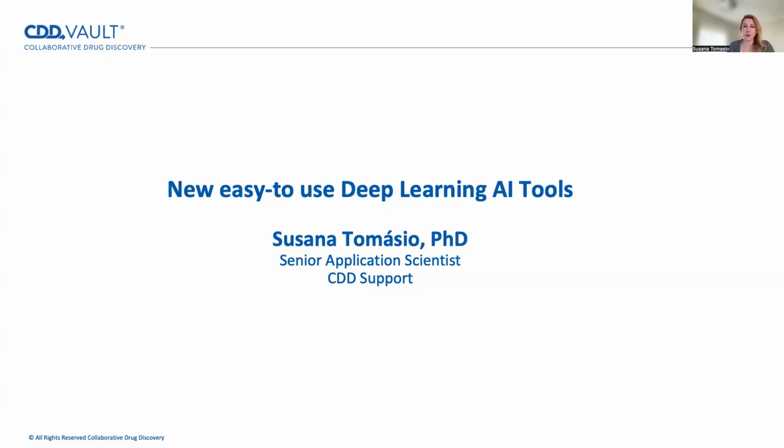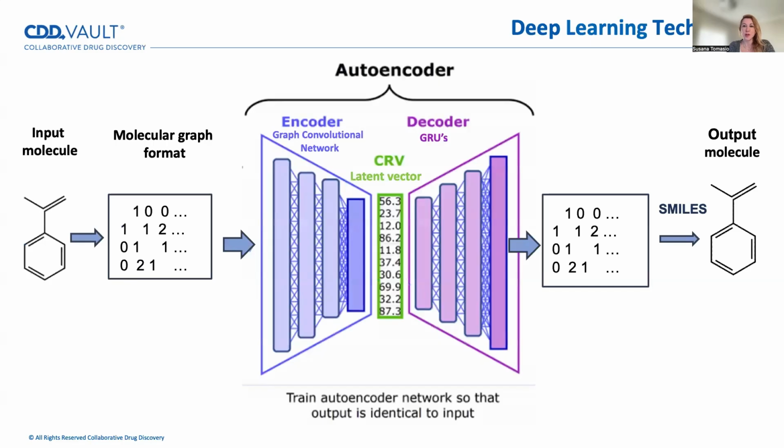available in CDD Vault. The starting point of this approach was to set up a deep learning network called autoencoder, which comprises two networks. The first one transforms a molecular structure into a vector of real numbers. This is called a chemically rich vector or latent vector in the deep learning literature. And this is done using graph convolutional networks. The latent vector is independent of how the chemical structure is defined or the order of the atoms.